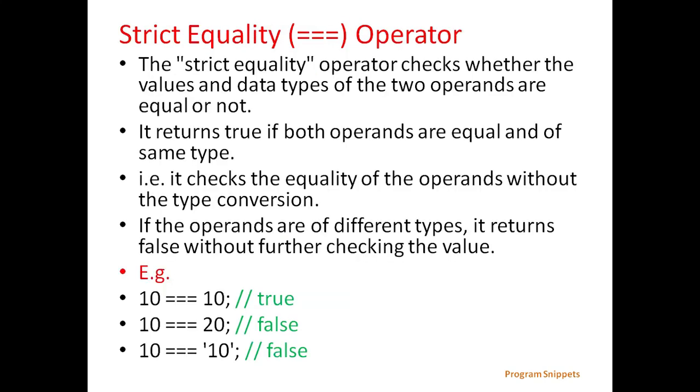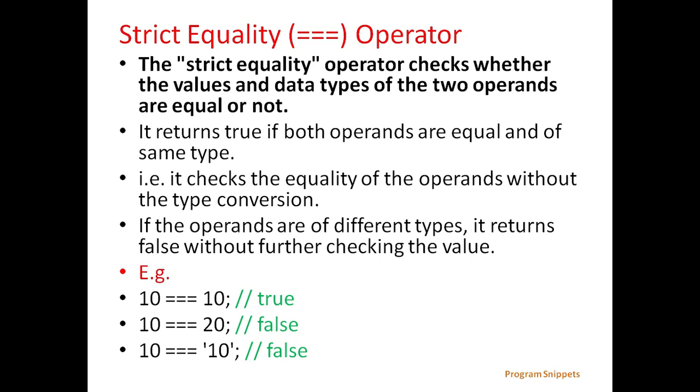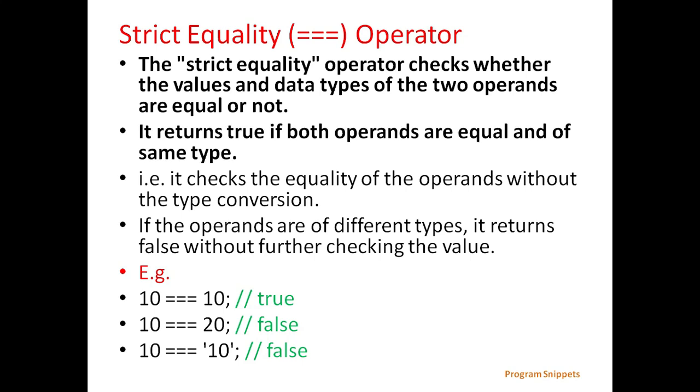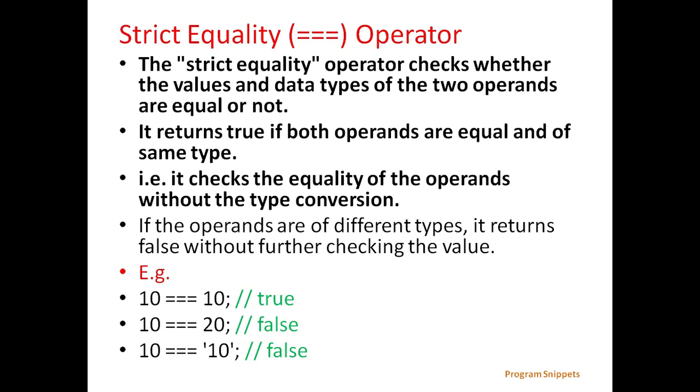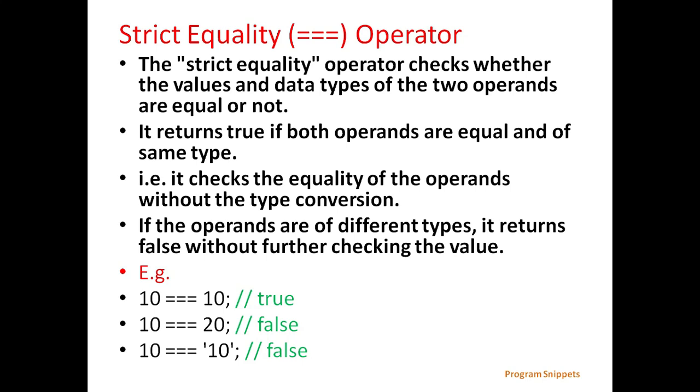Next is the strict equality operator. The strict equality operator checks whether the values and data types of two operands are equal or not. It returns true if both operands are equal and of the same type. That is, it checks the equality of operands without type conversion. If the operands are of different types, it returns false without further checking the value.